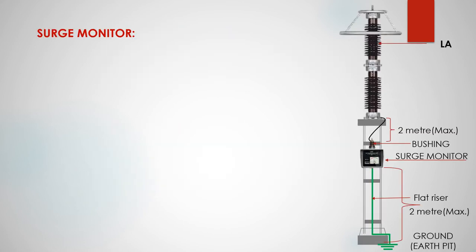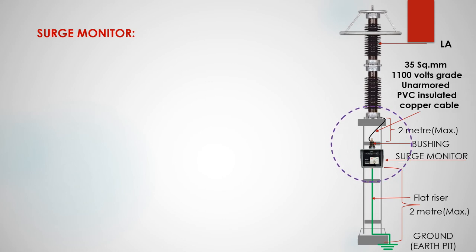This is an image of a lightning arrester. The upper terminal is connected with the phase to be protected from lightning and switching surge. The base of the lower part of the LA is connected at the bushing of a surge monitor by 35 square mm, 1100 volts graded unarmored PVC insulated copper cable of 2 meter length. The lower terminal of the monitor is connected with an earthing flat raised from an earth pit specially made only for earthing purpose of the said LA. Flat riser length will be within 2 meters.